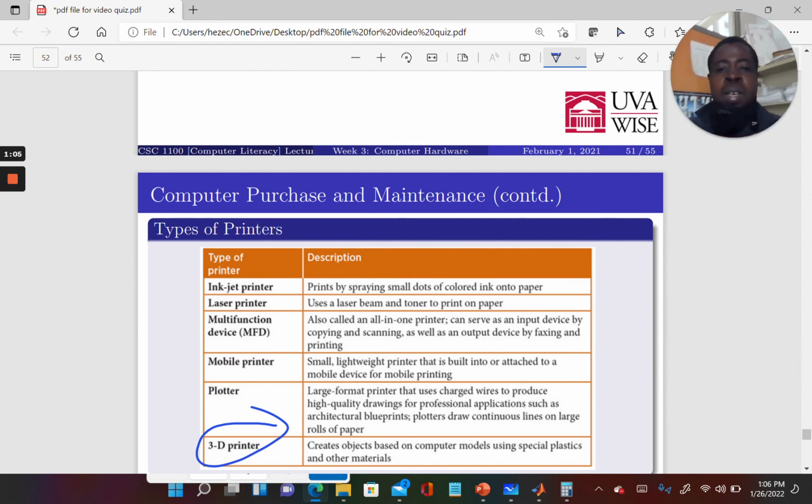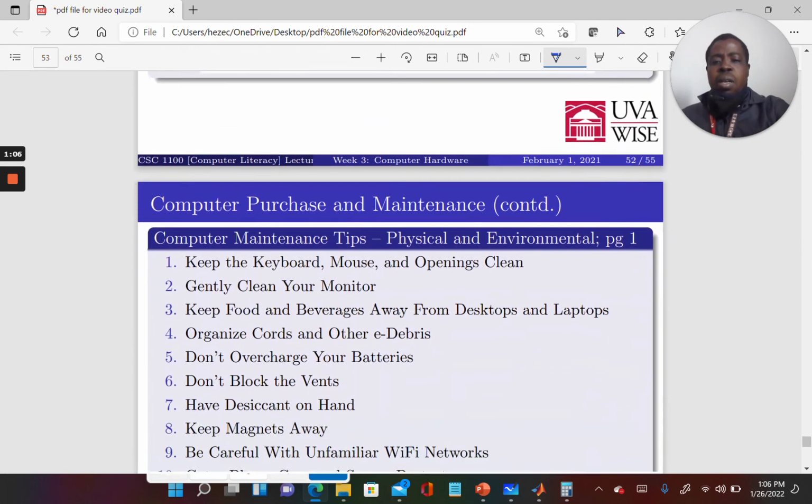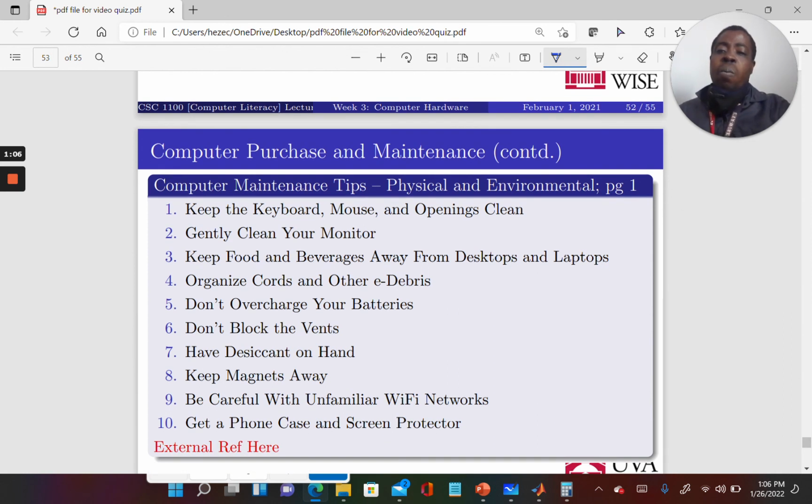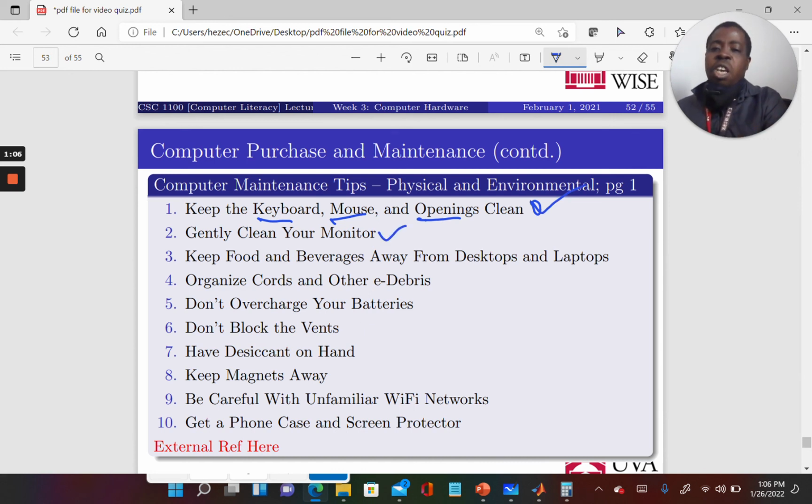So these are the types of printers you have, and I think finally today you need this. You need the following steps to keep your computer clean, or how to maintain your computers. Make sure you keep the keyboard and the mouse clean. Gently clean your monitor all the time. Keep food and beverages away from your desktops and laptops.